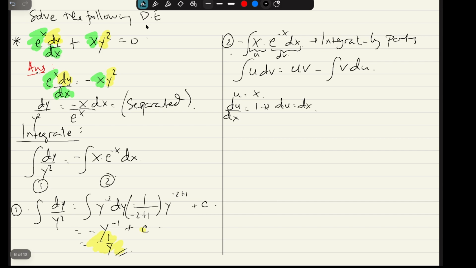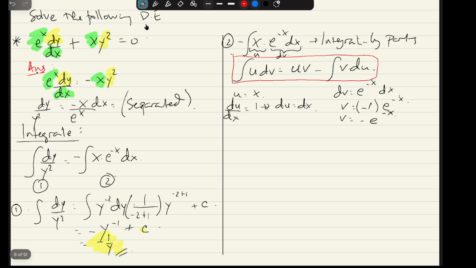That's element number 1, and then our dv is e to the negative x dx. Therefore our v is negative 1 multiplied by e to the negative x. So our v is simply negative e to the power of negative x. So substitute everything into this general formula.